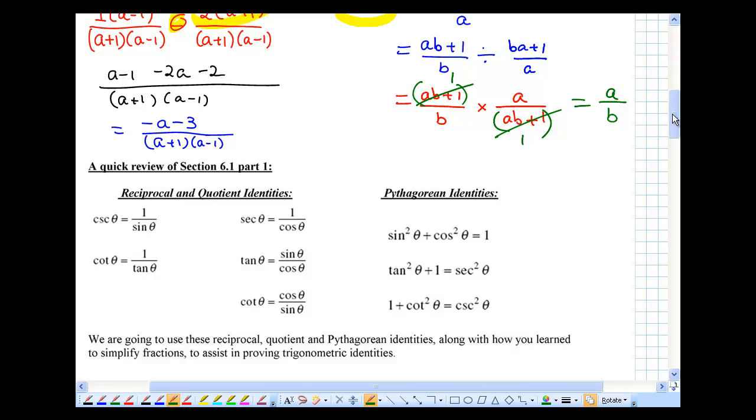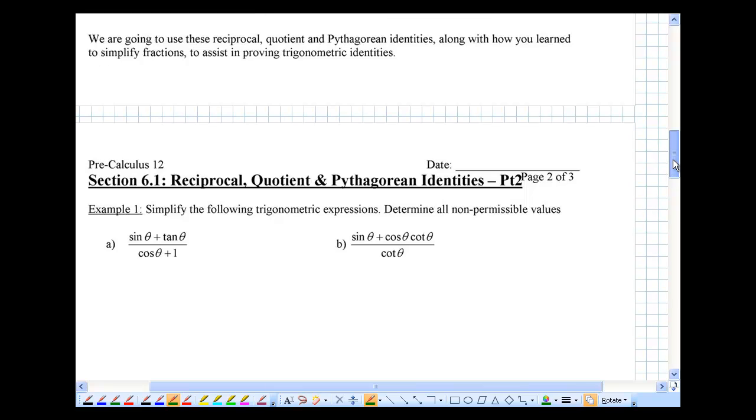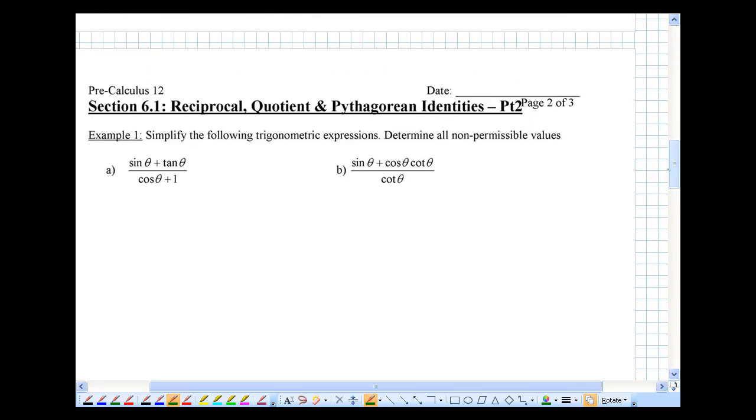Let's take a look now. Page 2. Here are some examples. I want you to simplify the trig expressions and then also determine the non-permissible values. Let's do the simplification first, and then we'll take a look at the NPVs, because we're going to see where our denominators are going to be.